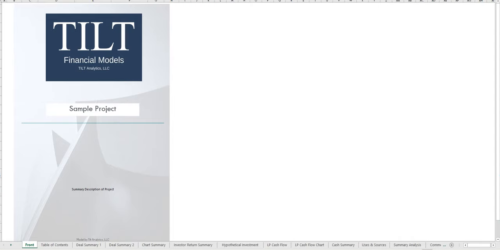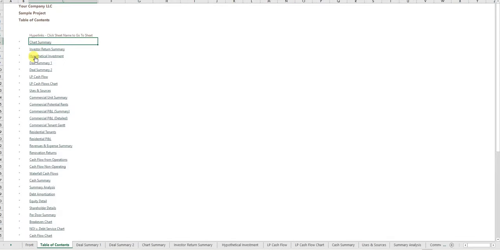My goal in building this model was to create output sheets that were professional and present well, and also build input sheets that are clearly organized and easy to follow. So on the cover page here, this would be your company logo, not mine, the name of the project. The table of contents is fully hyperlinked. I can click on the first deal summary.